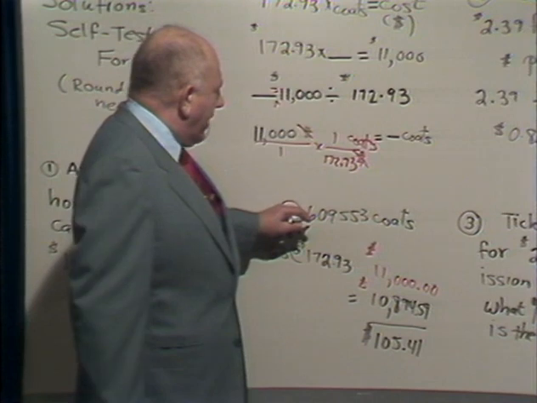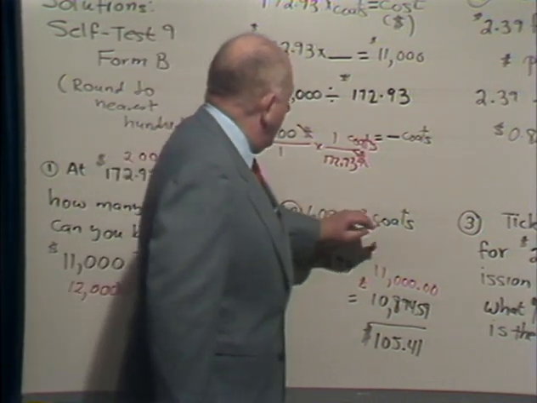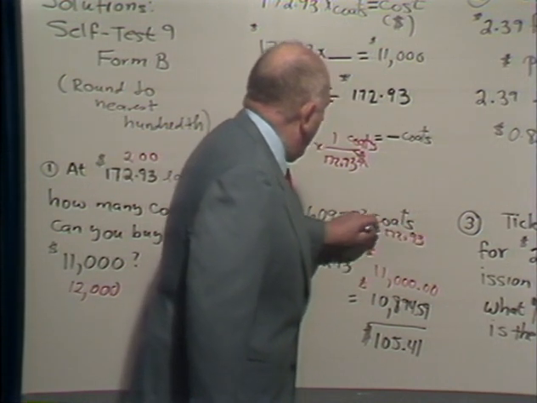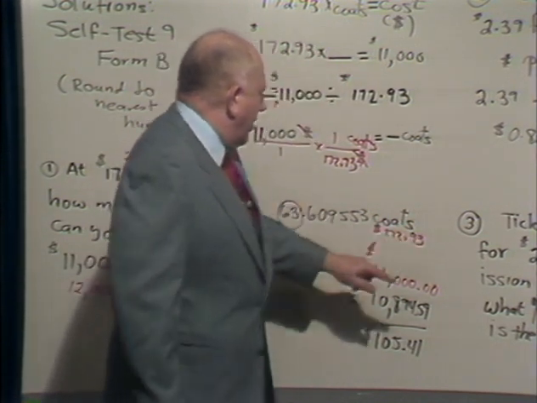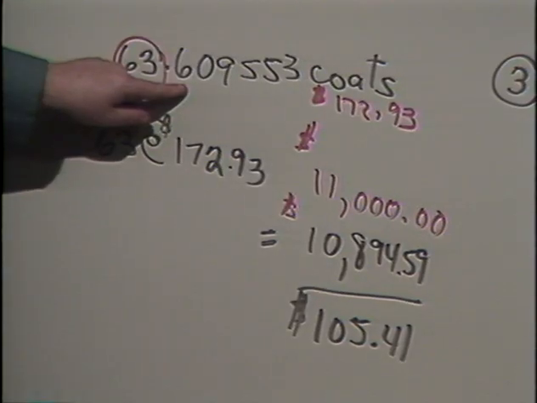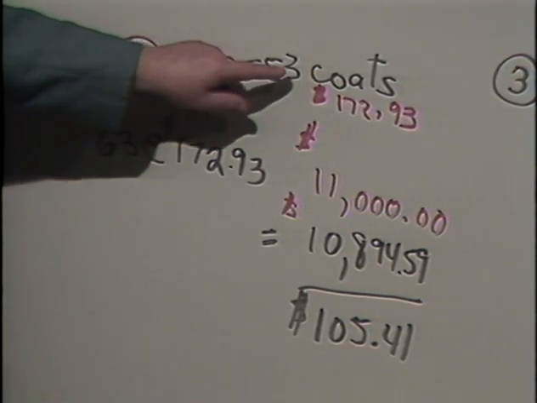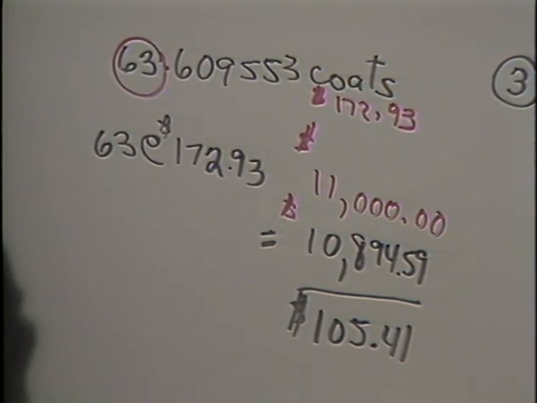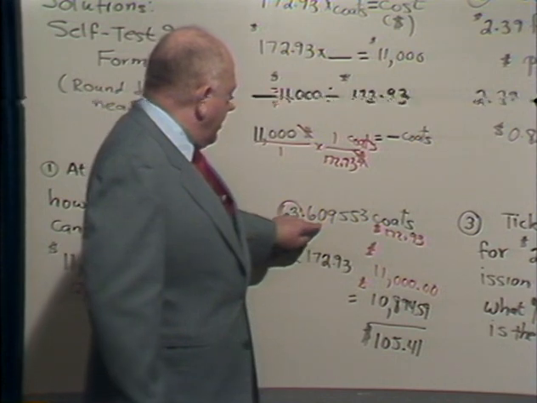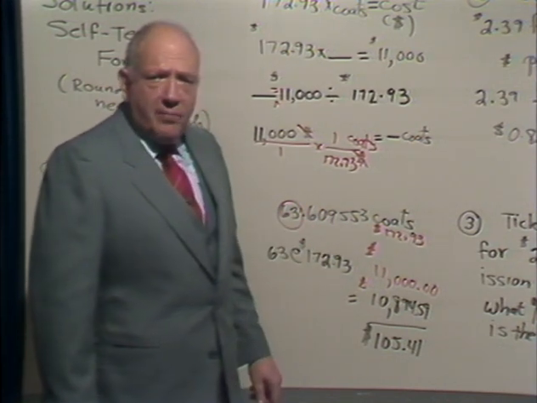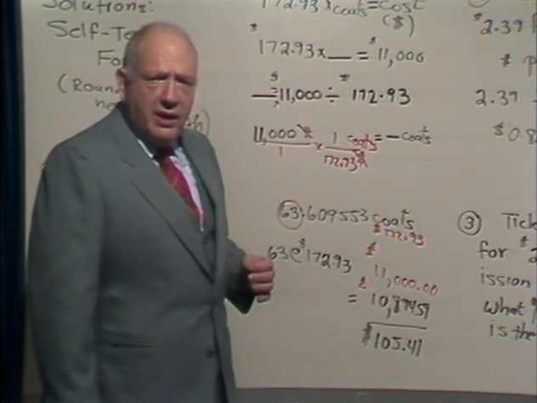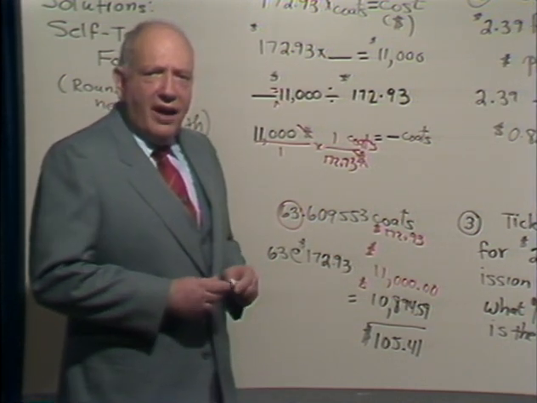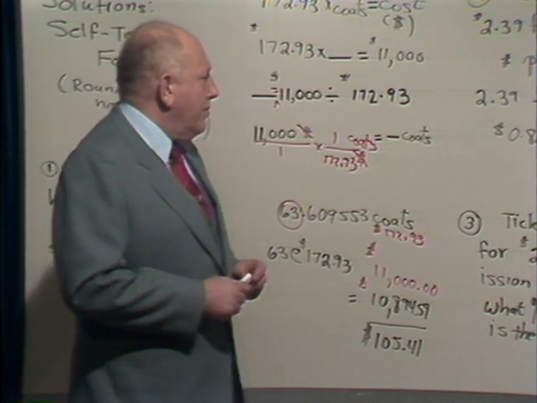And if you want to see another way of getting that, remember, each coat is worth in dollars $172.93. So if you took $172.93 and multiplied that by 0.609553, hopefully you should get what? The same $105.41 that you got this way. See, again, this is not money, it's the fractional part of a coat. And in this problem, when you're dealing with money, each coat is the same as what? $172.93. And all the problems are done pretty much the same way.